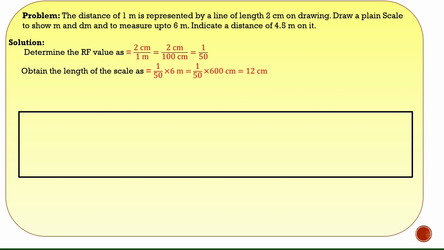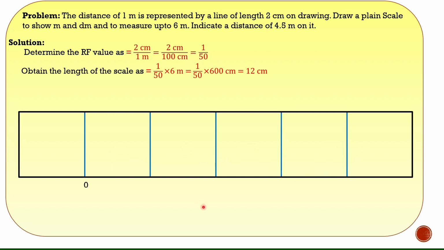The height of the box is up to your wish. 3 centimeters, 4 centimeters also you can take, there is no problem. But the length, let me show it with the laser pointer. This overall length should be 12 centimeters, and we have to measure up to 6 meters. So we divide this length into 6 equal parts. First one here, second, third, fourth, and we have the 6 divisions over here. So 1, 2, 3, 4, 5, 6.